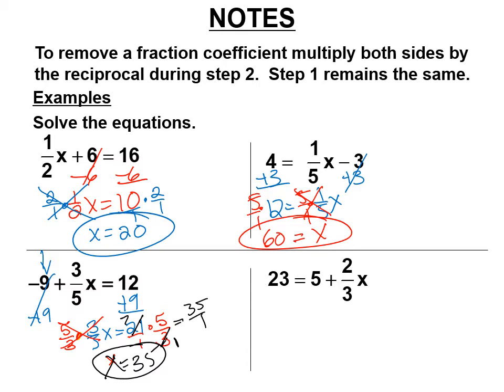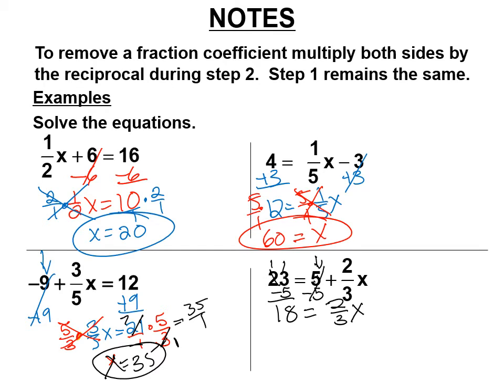Let's try another one. So there's the constant 5, so it's a positive 5. So we're subtracting 5 from both sides. 23 minus 5, we're going to borrow there. And 13 minus 5 is 8, and 18 equals 2/3 x.